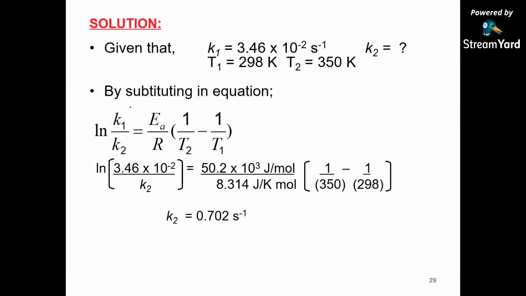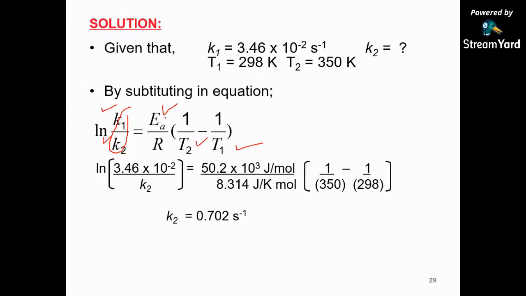Okay, because of this formula, the question might ask you K1, K2, might ask you Ea, might ask you T2 or T1. There are 5 possibilities for this formula to ask: K1, K2, or the ratio of K1 to K2, and then Ea.